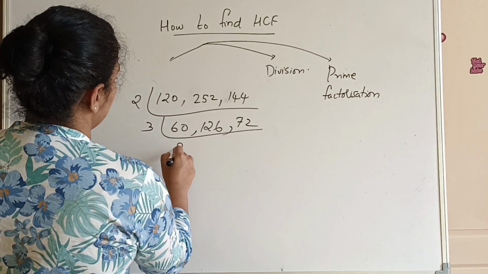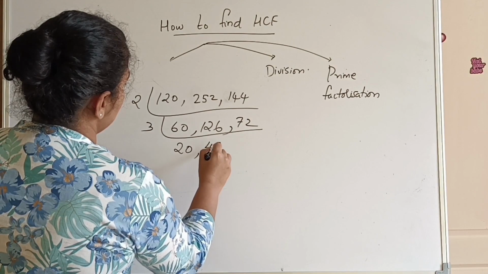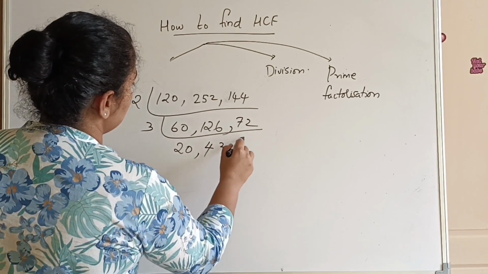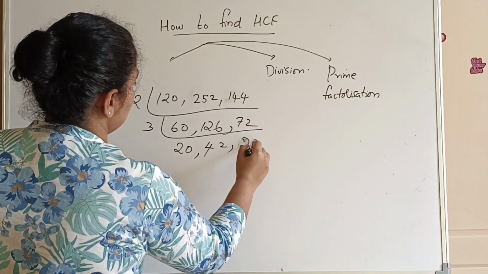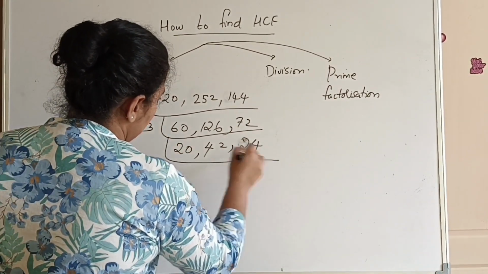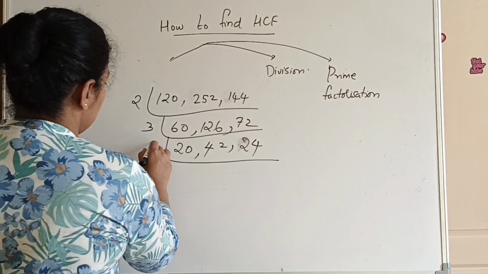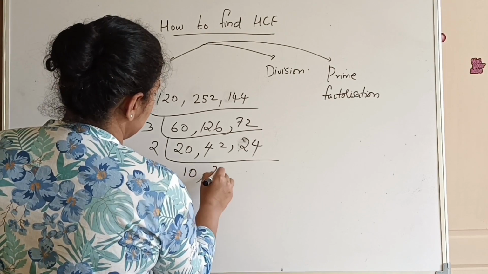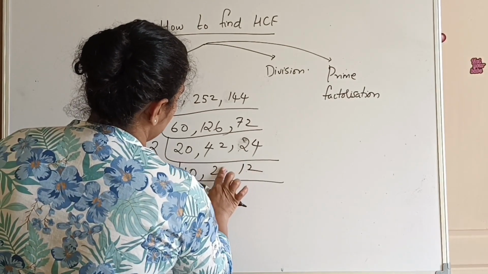So what will I get over here? I will get a 20. Here I will get 42. Here I will get 4. Okay. Again I am going to divide. So a number that can divide all these numbers will be 2 again. I will get a 10. I will get a 21. I will get a 12. I will get a 21.